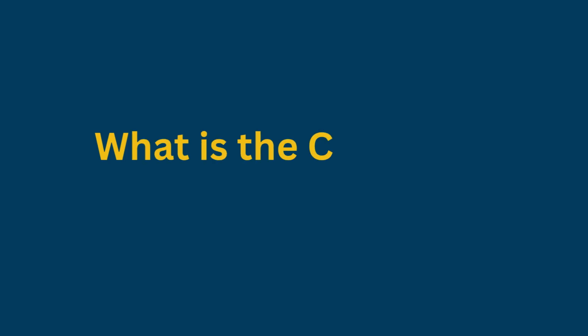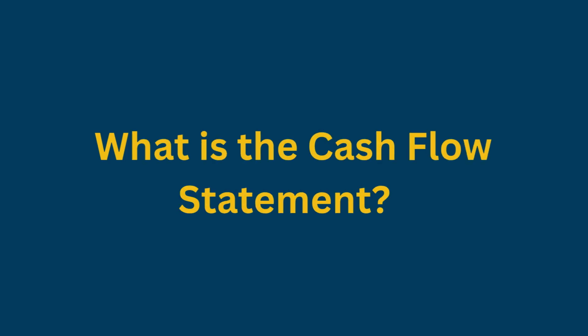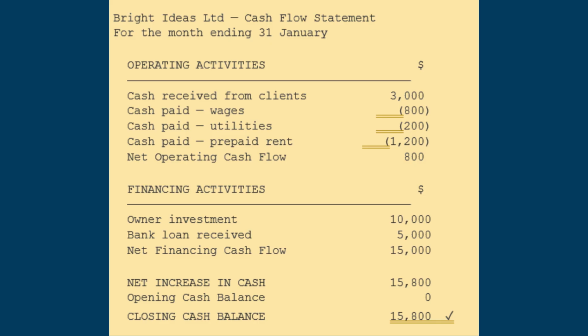What is the cash flow statement? The cash flow statement tracks every actual movement of cash in and out of the business. It is divided into three sections. Operating activities, cash from day-to-day business. Collecting from customers, paying wages, paying suppliers. Investing activities, cash from buying or selling long-term assets like equipment or property. And financing activities, cash from raising or repaying money. Taking loans, repaying loans, owner investments, dividends paid.